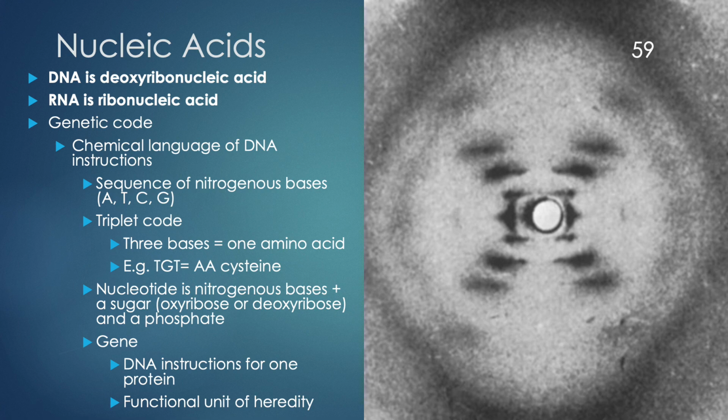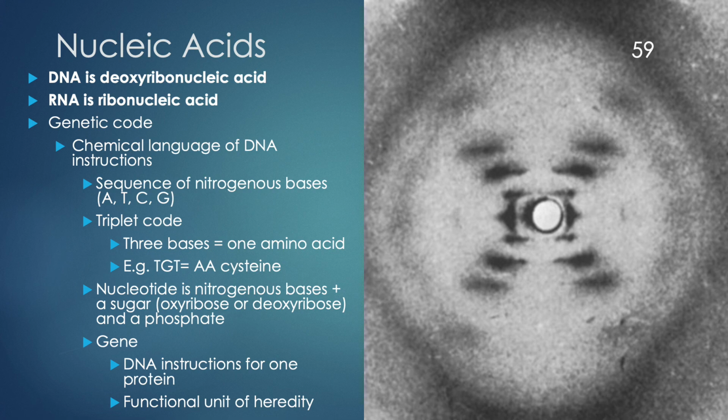A nucleotide is when you take a nitrogenous base and a sugar, which is either ribose or deoxyribose, contingent on whether we're discussing RNA or DNA, and a phosphate. And a gene is going to be the DNA instructions for one entire protein comprised of those triplets. This is the functional unit of heredity.